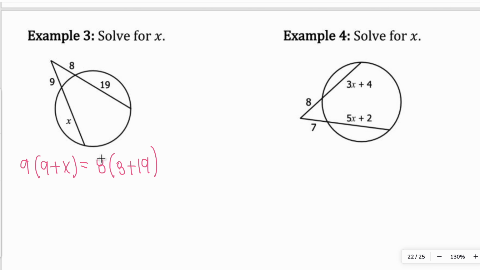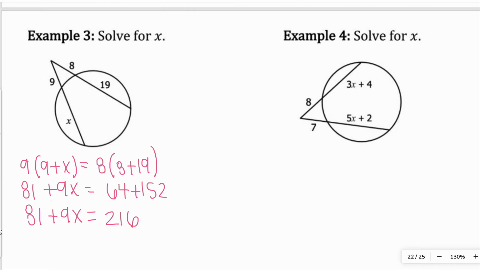You can either do one of two things here. You can distribute. So 8 times 8 is 64, and 8 times 19 is 152. Or you could add 8 plus 19 and then times it by 8. Either way, you're going to get 216. And then on this side, we would do 9 times 9 is 81, and 9 times x is 9x. So I have 81 plus 9x is equal to 216.